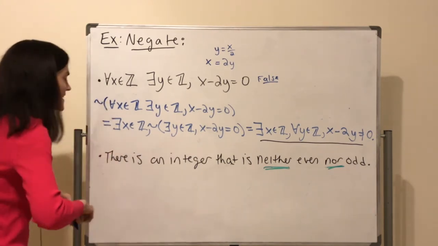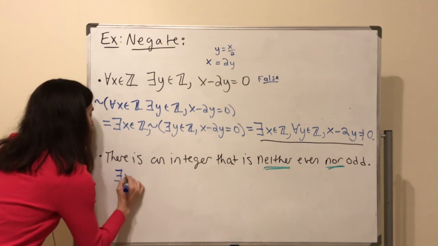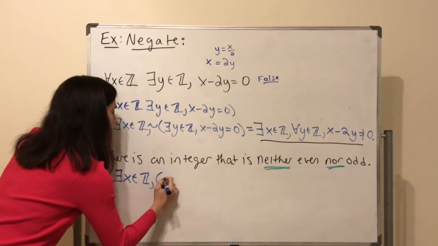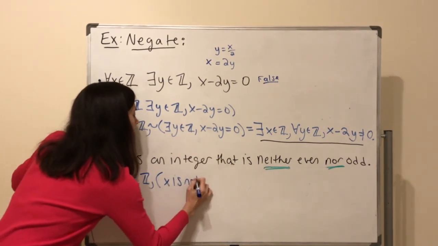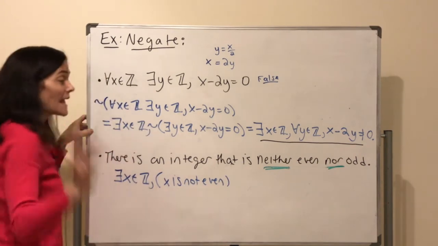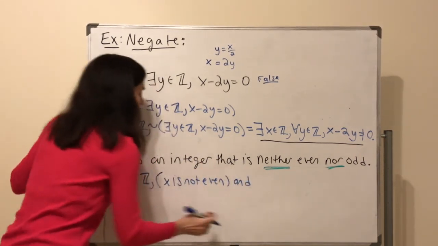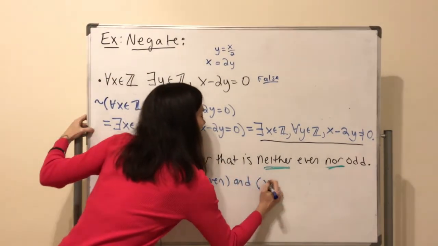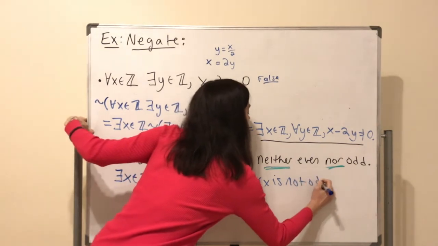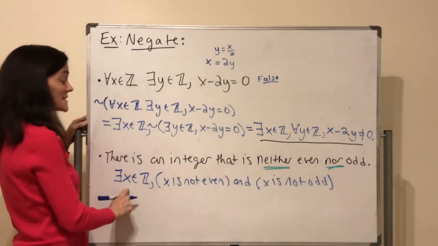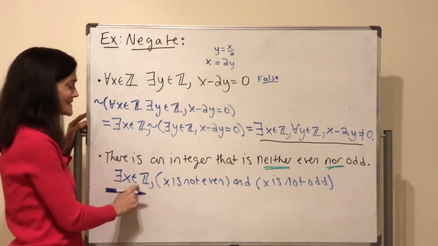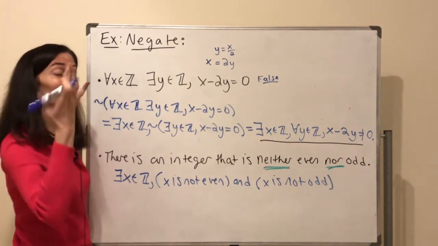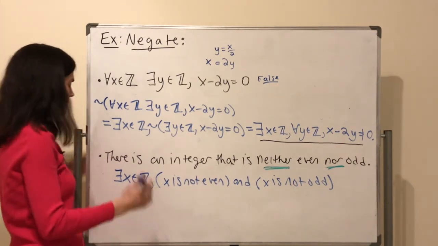So let's write this in symbols to begin, because this will help us negating, and then we will go back and write a sentence. This says there exists x and z such that neither even, so this would be x is not even, and this is the nor, neither nor is not and not, like this. And x is not odd. Well, this is a false statement. There exists x and z such that x is not even and x is not odd. This is false. When we negate, we will have a true statement.